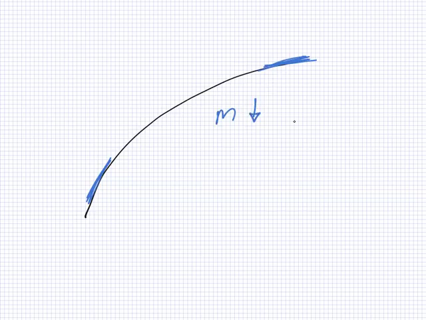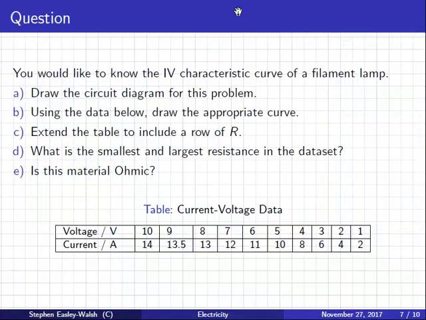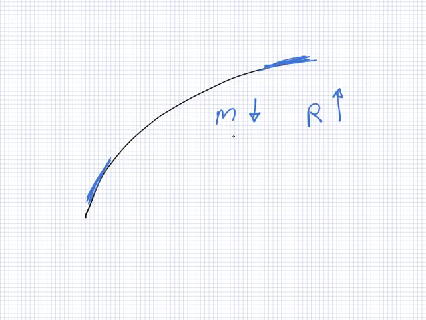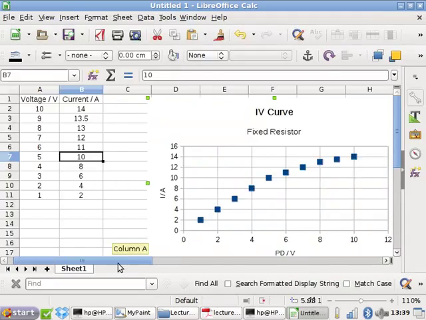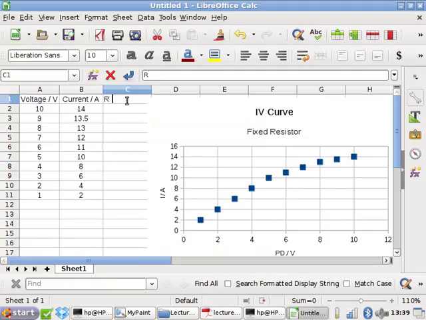So what is happening to the R? Increasing. So this means with the filament lamp, as you increase the voltage, you get more resistance. It's not a constant graph. Let's calculate the resistance. Now the problem is the resistance is not constant. It's changing. So because the resistance is changing, what I want you to do in this question is calculate the resistance at each point. So R in ohms.